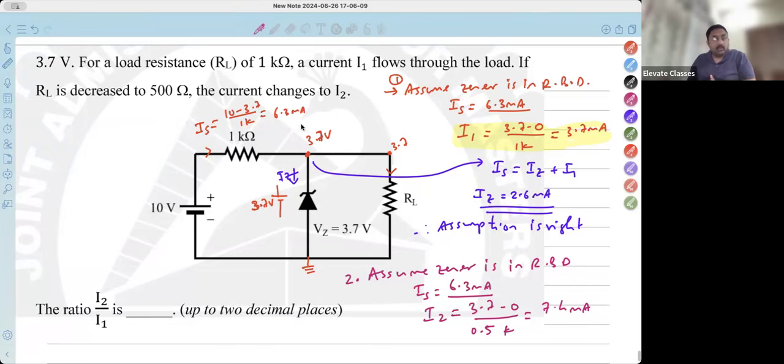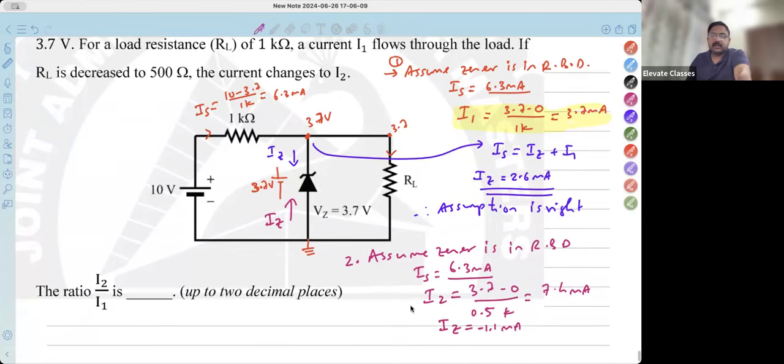If this much water is flowing from here, suddenly ahead the water cannot increase, right? What is happening in the second case? In the second case, if you calculate the Zener current, how much will IZ be? 6.3 minus 7.4 is minus 1.1, so 1.1 milliamperes but with a minus sign. This means in the second case the Zener current is flowing in the upward direction. Now this is wrong. If current flows from P to N, then your Zener is not in reverse breakdown, therefore our assumption is wrong. Does everyone understand? Is this clear to everyone?